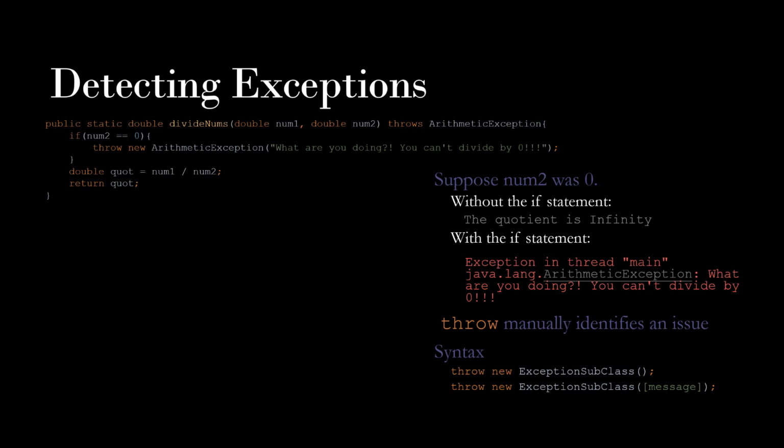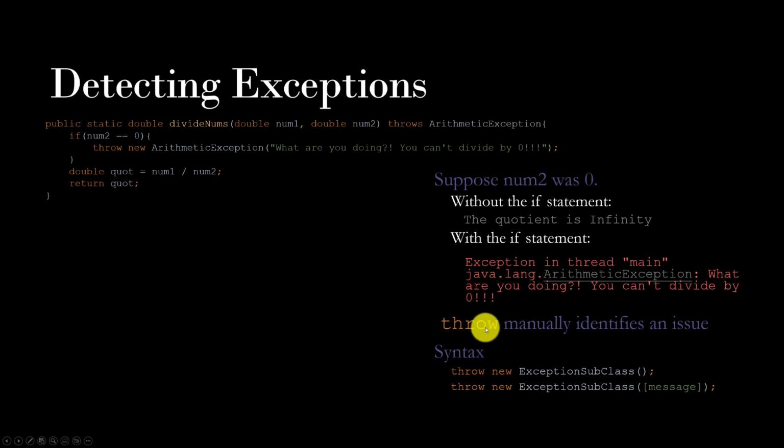But with this as it stands, notice that it says ArithmeticException, and it says, what are you doing? You can't divide by 0. That's because I say throw new ArithmeticException with that message. So it's identifying that num2 is equal to 0. If that's true, it throws this exception and the method ends. And so that's when the program crashes, and it tells us what exception was thrown and the message tied to it.